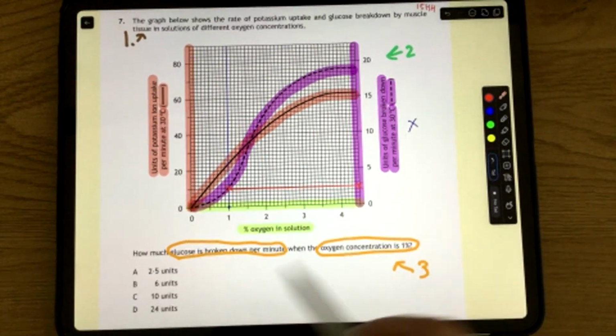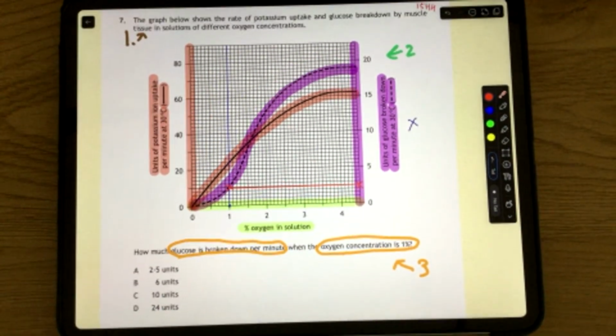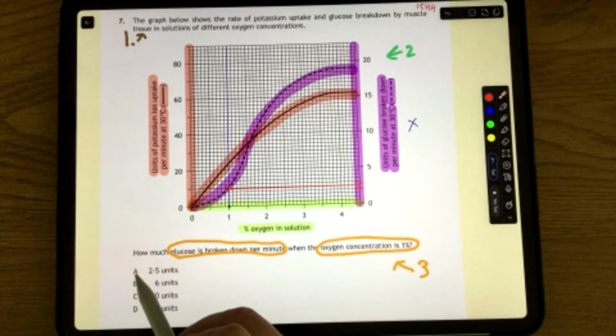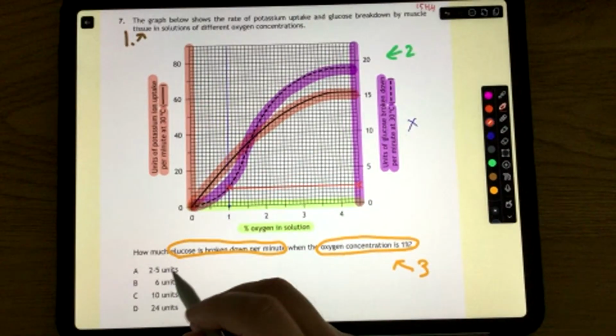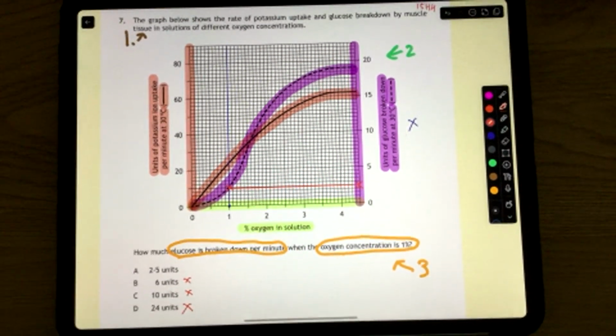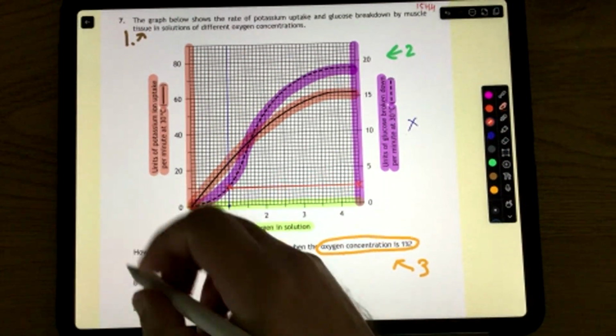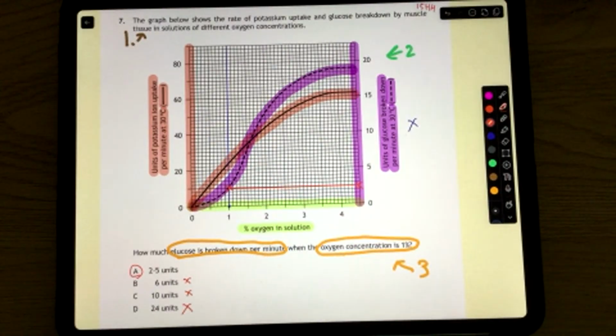The only value that's an option in the answers is going to be A, 2.5, because the rest, okay, are over 5. So it can't be 6, it can't be 10, it can't be 24, leaving the only option remaining as A. Okay, so that's pretty straightforward how to do that question.